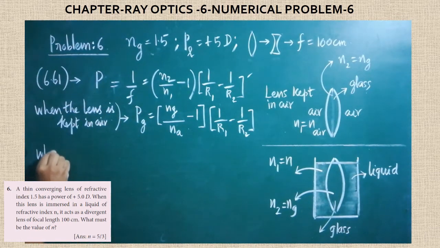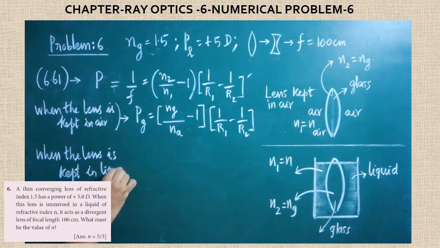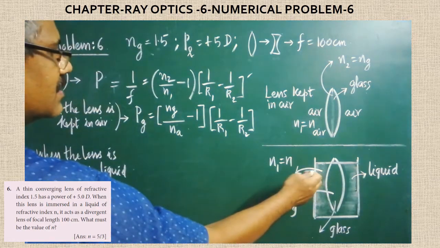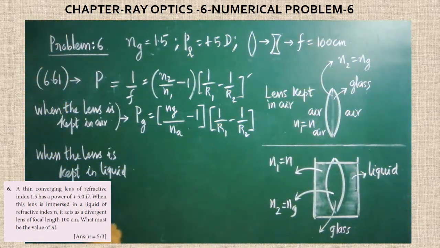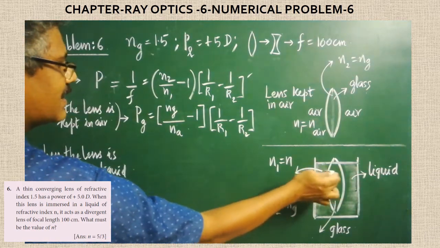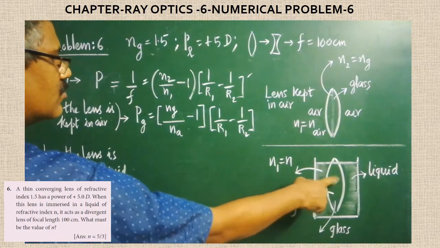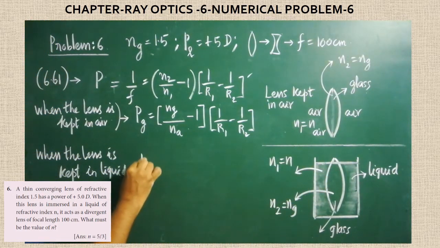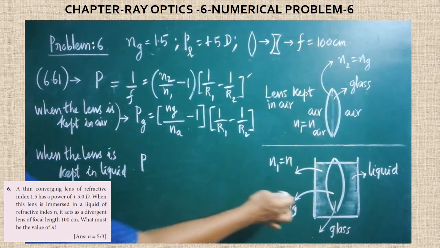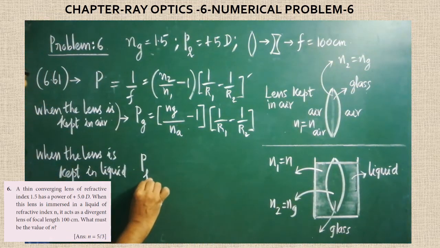Now, when the same lens is kept in liquid, what should be done? The first medium will be the liquid, the second medium will be glass. Are you clear? First medium is liquid, second medium is glass. So the light ray travels from the liquid medium to the glass medium. So simply modify this; the formula is to be slightly altered. Now P can be written as PL. What is that? Power of the lens in the liquid.